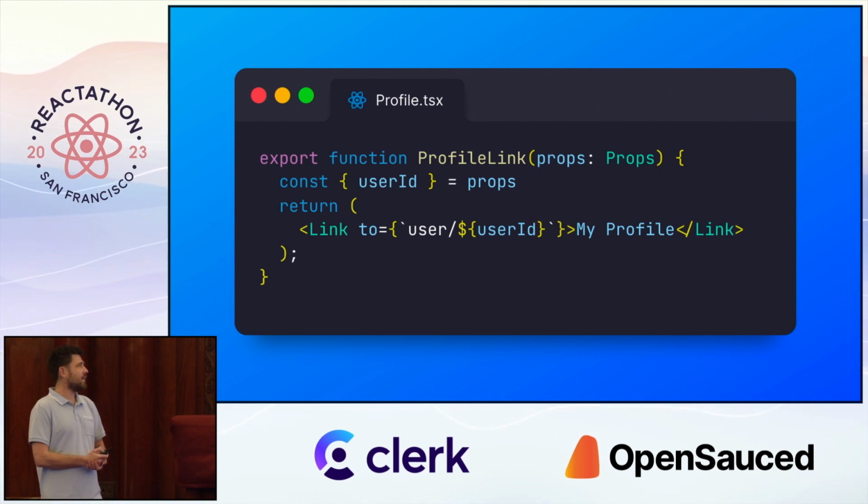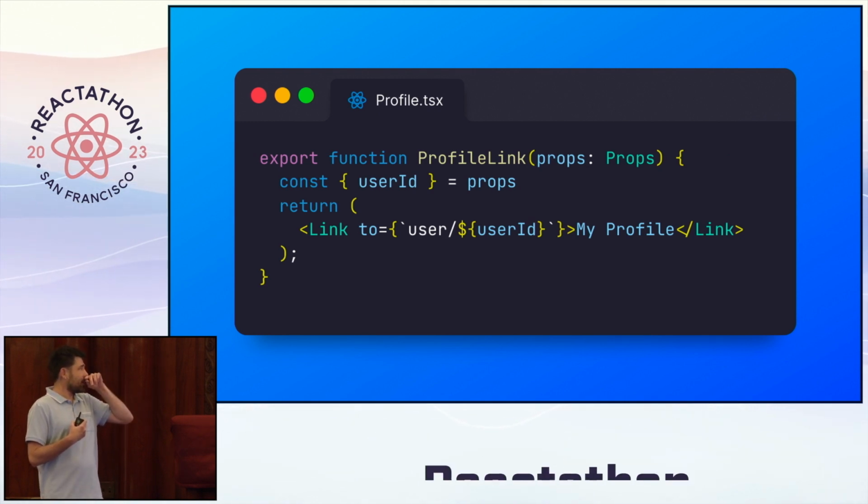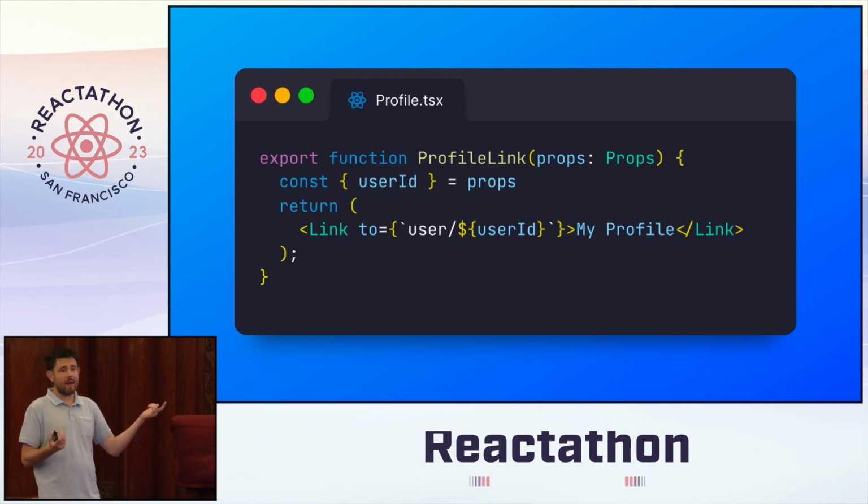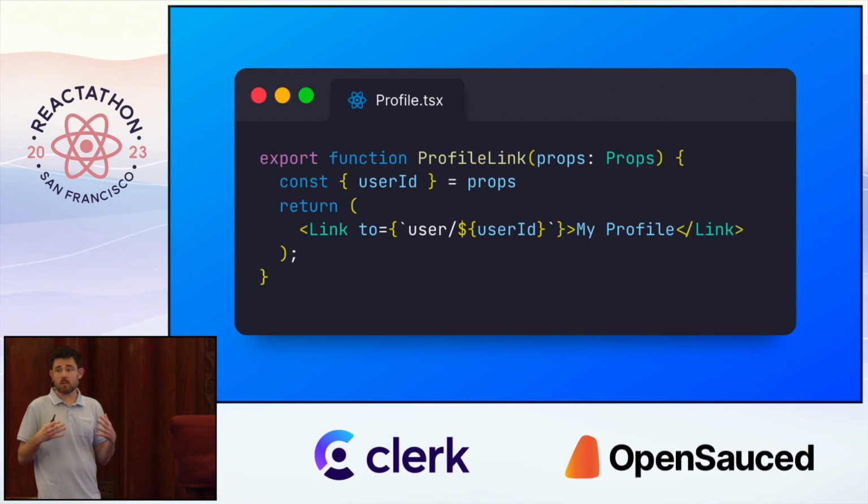But if I misspell something here, it's not even that it'll go to the wrong route. I can easily put something in the to prop that just doesn't exist, because this component doesn't have any concept of what routes exist in my application. So a lot of mistakes happen in this space.